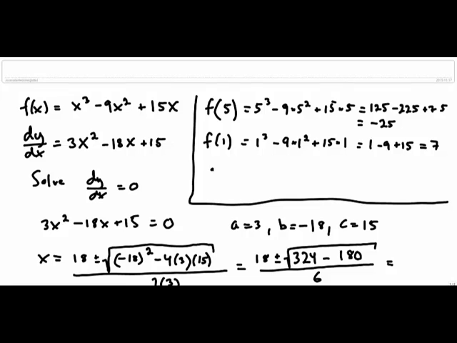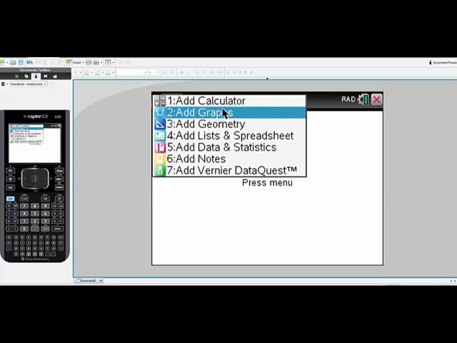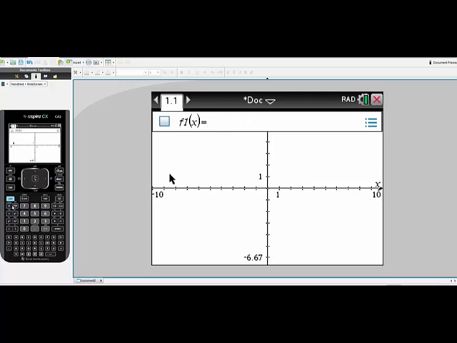Now, the answer would be, this is one of the points, 5, minus 25. And the second one would be 1, comma 7. Now, even though this is not a calculator exercise, let's draw the graph just to check the result, and we practice that with a calculator.